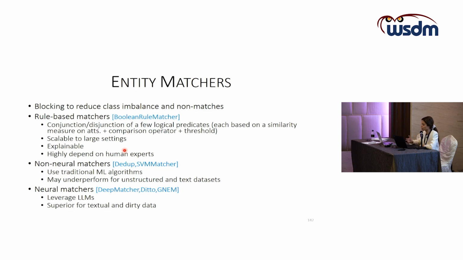And in order to overcome the problem of designing these rules by humans, the learning-based techniques treat the entity matching problem as a classification problem. In the first group of these learning-based techniques, we have non-neural matchers. There are many examples of these in the literature. These matchers use traditional machine learning algorithms such as decision trees or SVMs for learning match versus non-match. Overall, these non-neural matchers underperform for unstructured and text data, so they cannot adapt to free-format text. And with the emergence of large language models, now we have many more modern matchers called neural matchers that basically fine-tune these large language models for the entity matching task, and they perform superior to non-neural matchers for textual and dirty data.